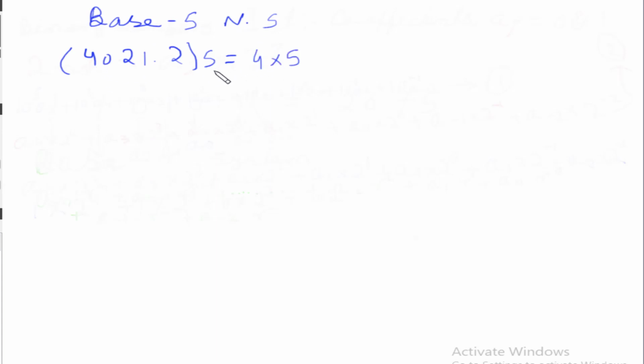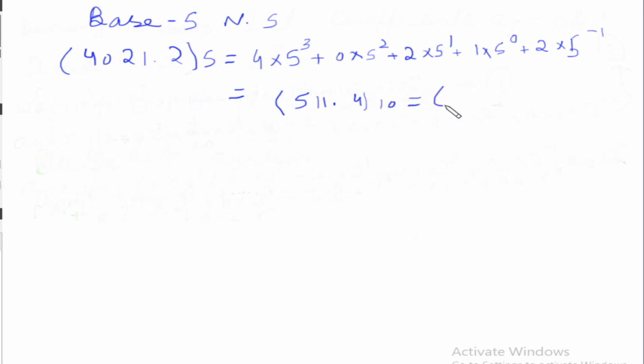By observation I can clearly write it as 4, this is the coefficient, and the base is 5 raised to power 3, plus 0 into 5 raised to power 2, plus 2 into 5 to the power 1, plus 1 into 5 to the power 0, plus 2 into 5 raised to power minus 1. After simplification I will get 511.4 to base 10. It can also be written as 511 with nothing over here.